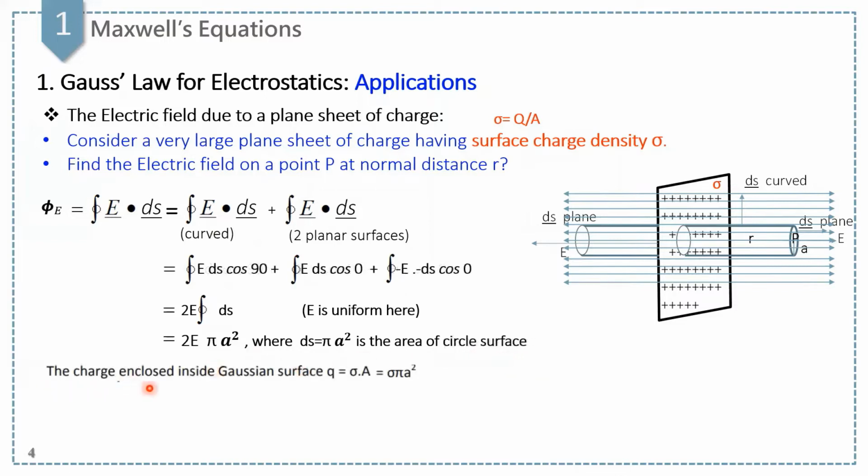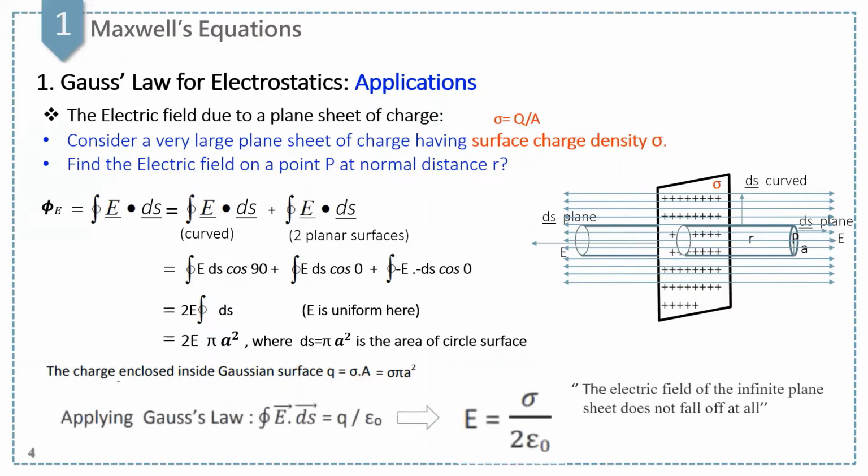We also know that the charge enclosed inside Gaussian surface is Q is equal to sigma A, and by Gauss's law, we know that closed integral E dot dS is equal to Q over epsilon naught. Now by equating the Gauss's law equation with the derived equation, we can get electric field is equal to sigma over 2 epsilon naught. This equation tells us that electric field doesn't depend on the distance from the sheet, or we can say that the electric field of the infinite plane sheet does not fall off at all.